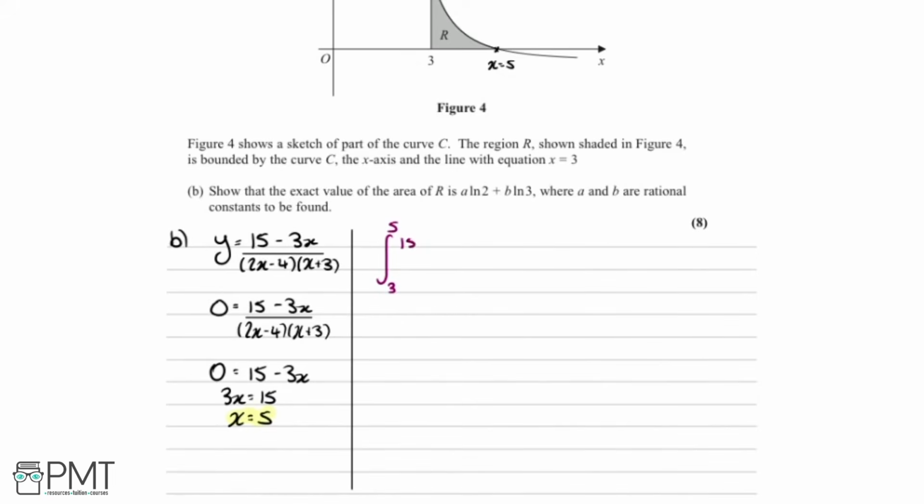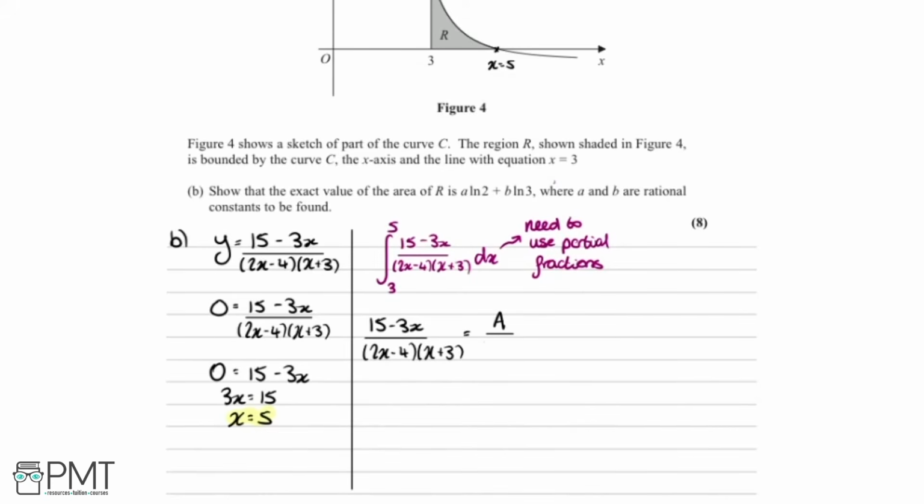So we're going to be integrating (15 minus 3x) over (2x minus 4) multiplied by (x plus 3) with respect to x. To integrate this, we're going to need to use partial fractions. So we're now going to work on writing this equation in partial fractions. We're going to say that 15 minus 3x all over (2x minus 4) multiplied by (x plus 3) equals A over (2x minus 4), and then we're going to add on to that B over (x plus 3). So now our job is to work out what A and B are.